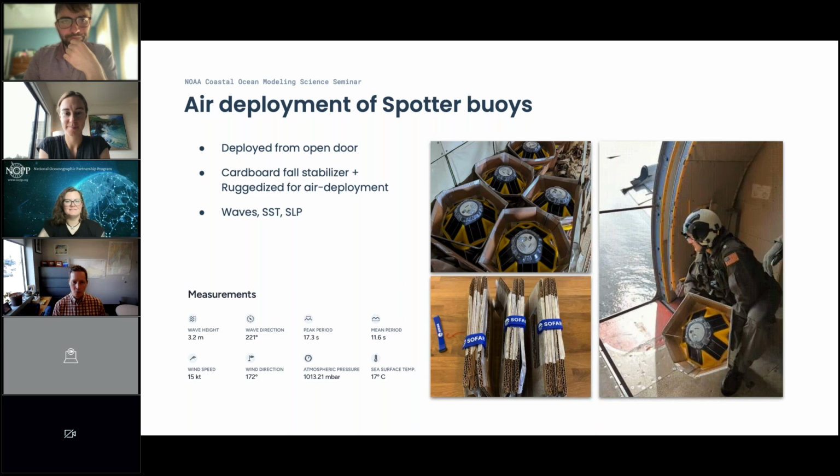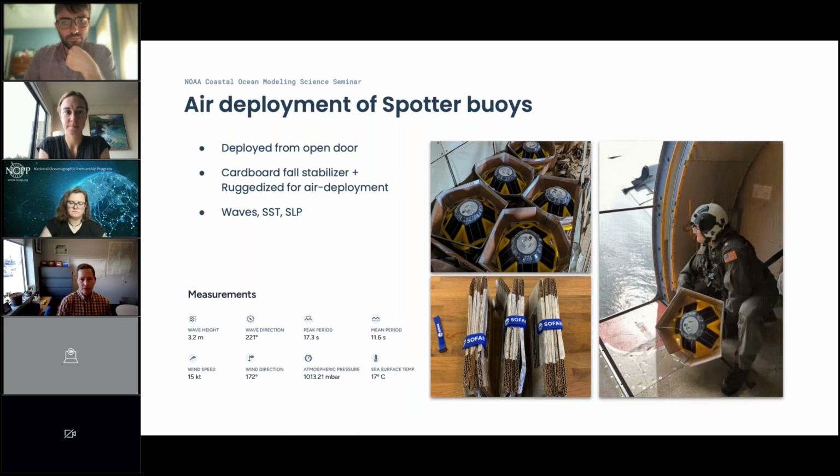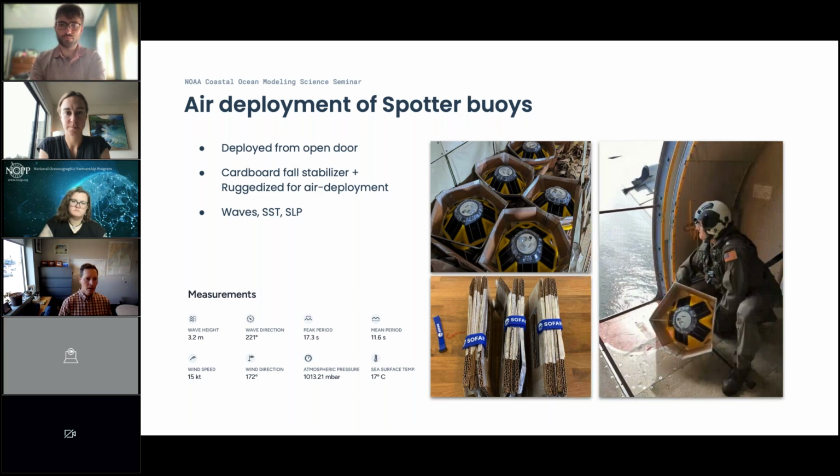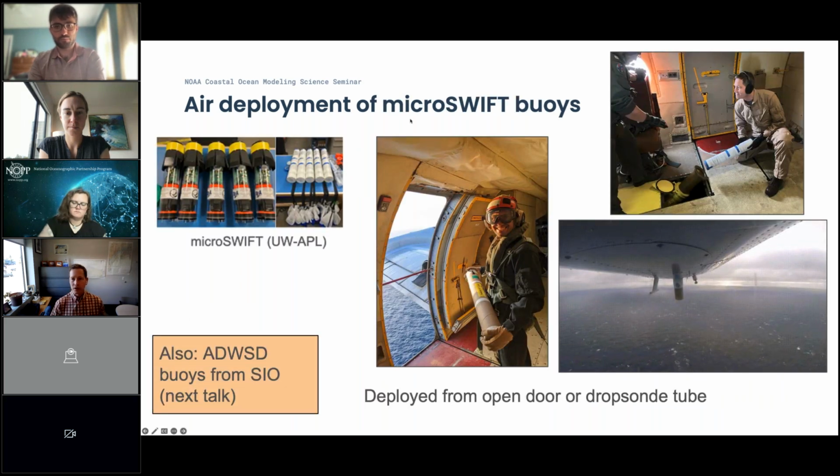We have other buoy types as well, and that's one of the fun things about this project: having lots of different buoy types, which all have different advantages, strengths, and weaknesses that complement each other. The other buoy type is the microSWIFT buoys. We make those here in our lab at the Applied Physics Lab at the University of Washington. They're smaller than the spotters. You can see them here, and they have this cylindrical or tube shape. They can go out of the open door. There's Jake putting one out of the open door, but they also can go out of the dropsonde tube. Here's a picture of testing, putting it through the dropsonde tube, and this provides more opportunities for deployment. If an open door is not possible, then we can go out of the tube.